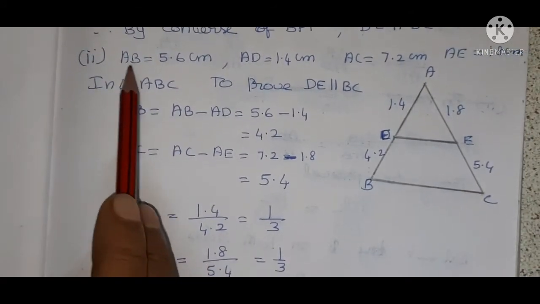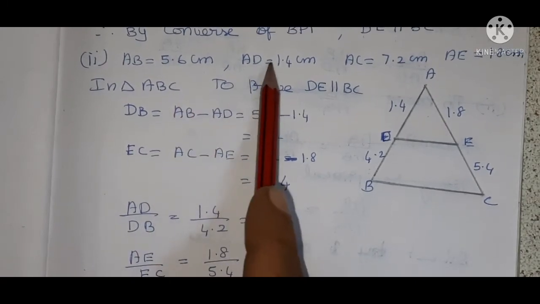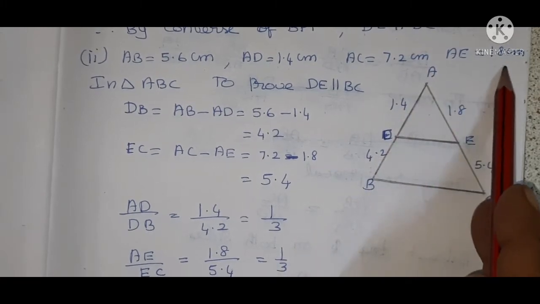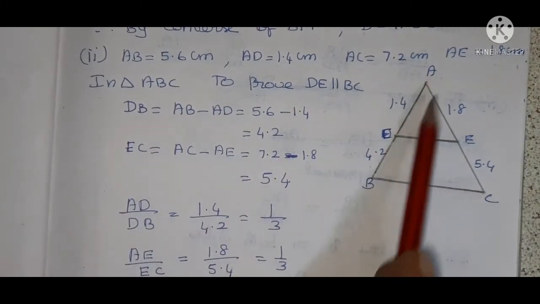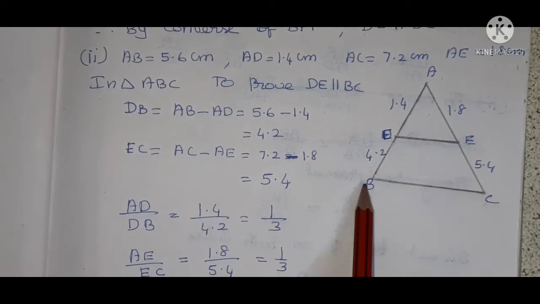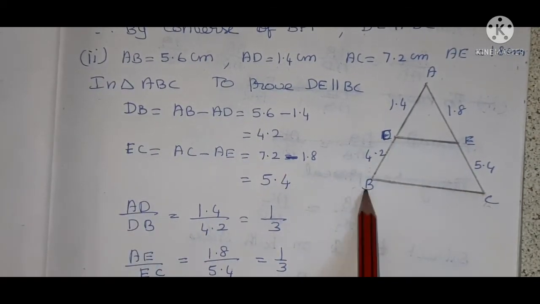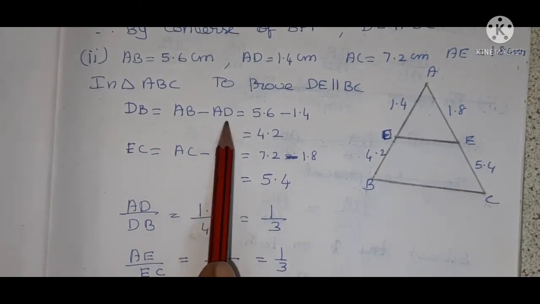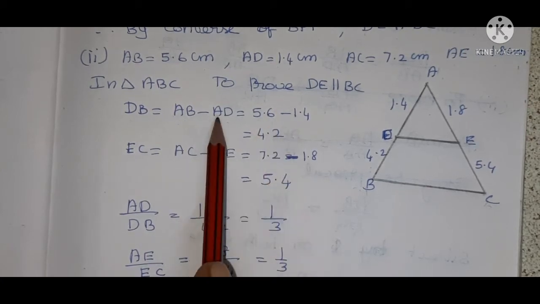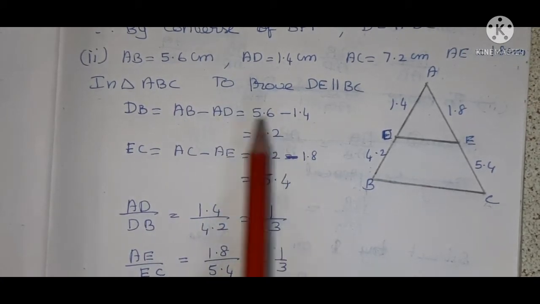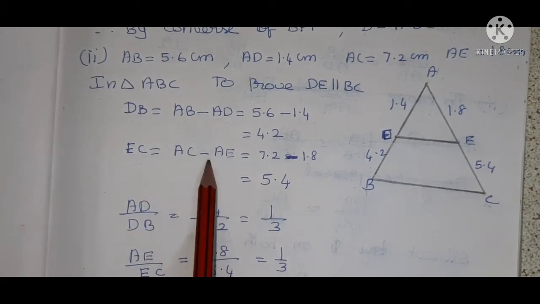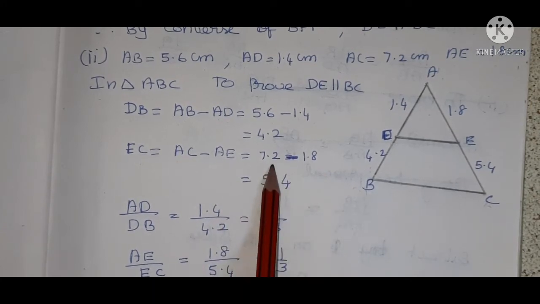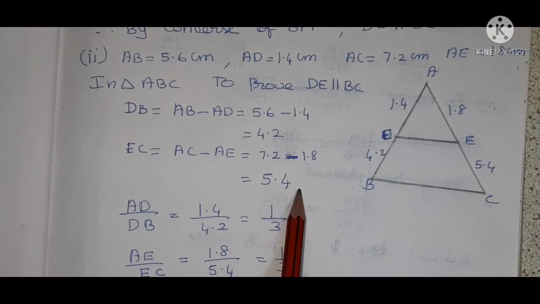Second one, given AB is 5.6 cm, AD is 1.4 cm, AC is 7.2 cm, AE is 1.8 cm. In triangle ABC, to prove DE is parallel to BC, DB is AB minus AD. AB is 5.6 minus AD is 1.4, we get 4.2. EC is AC minus AE. AC is 7.2 minus AE 1.8, 7.2 minus 1.8, 5.4.